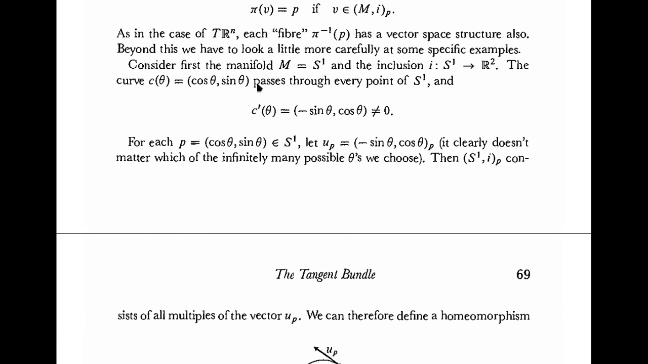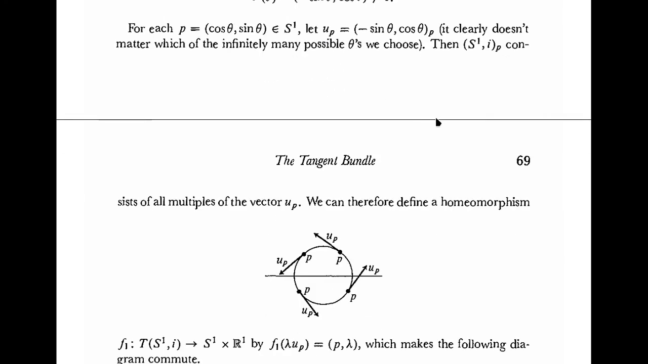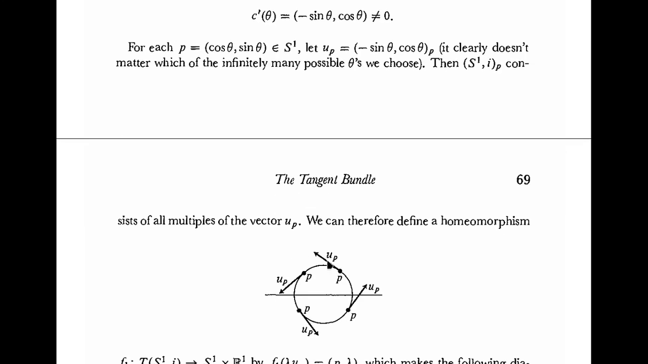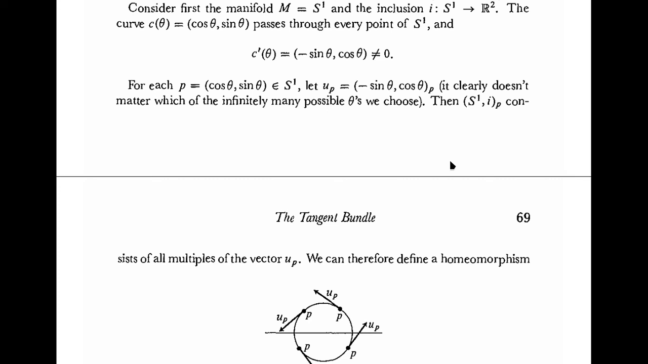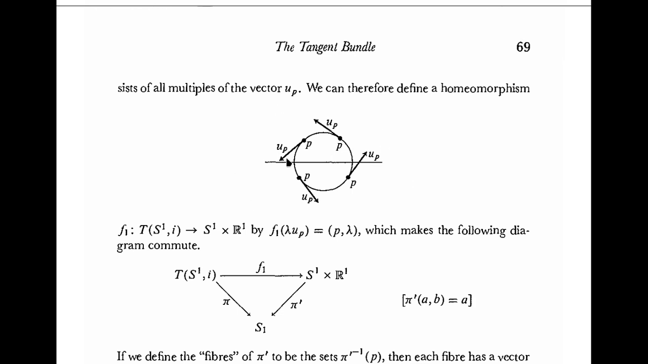So c prime of theta, the tangent vector, is going to be minus sine theta, cosine theta. It can't be 0. Then take a point P, which is cosine theta, sine theta. Then you look at UP. So UP is just the tangent vector at that point. Minus sine theta, cosine theta for that point. Then S1IP. So S1IP is like a vector space of all these tangent vectors, right? Multiples of UP.